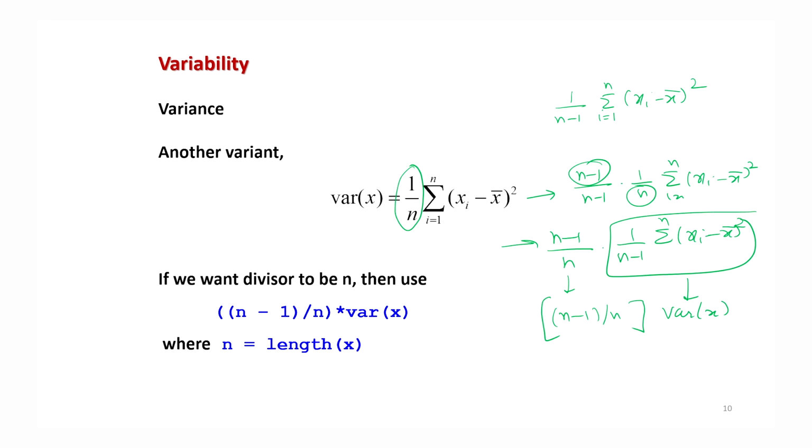So this is what I am trying to do here. What is n? n is the number of observations in the data vector x. So I can write n minus 1 upon n into var(x), and this is how you can compute the variance with divisor 1 over n.